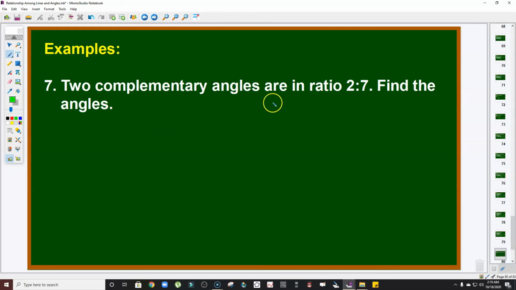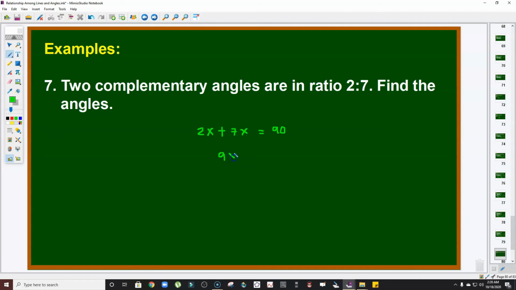Okay, next, number 7. Two complementary angles are in ratio 2:7. Find the angles. Well, this one is easy. Alright, bakit? So, I have two angles. Okay, ang ratio is 2:7. Para mo sinabing 2x plus 7x lang yan. Okay? So, gano'n naman yung ratio, right? So, since complementary equal kay 90, as simple as that.